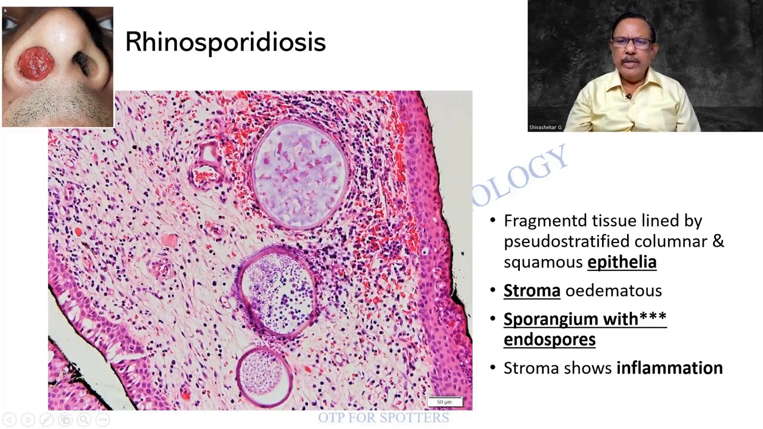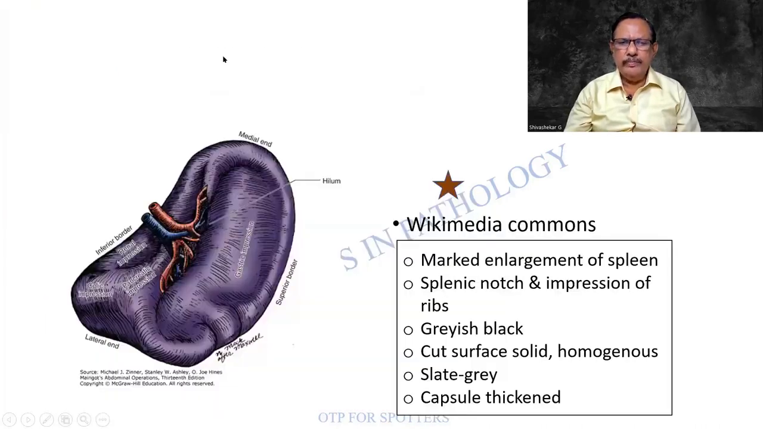But more important is there are large circular structures and some of them have lymphocyte-like spores inside. So this is called the sporangium, and what is inside is called the endospore. So sporangium with endospores, polyp lined by pseudostratified columnar or squamous epithelium. The diagnosis is rhinosporidiosis.